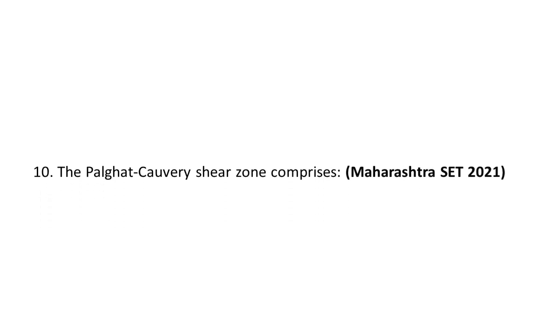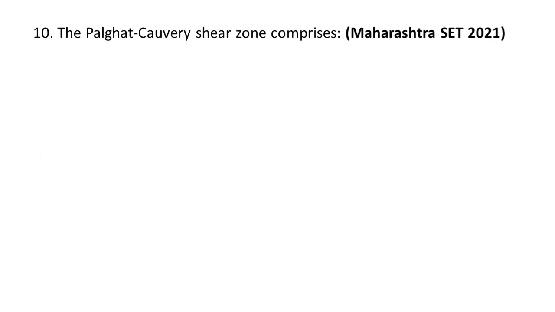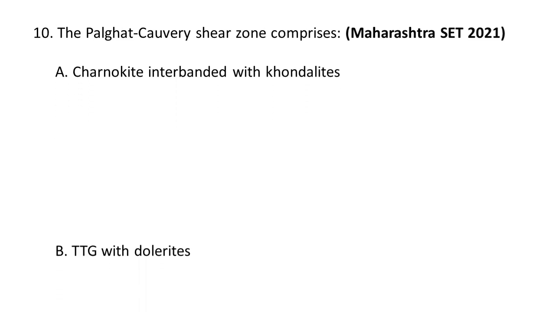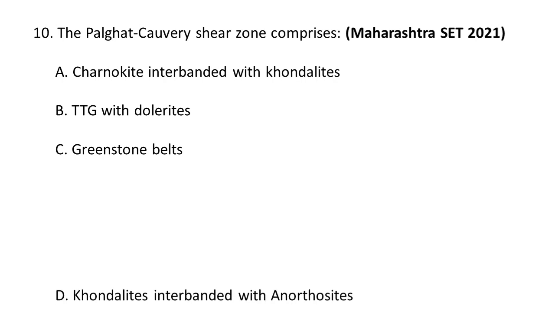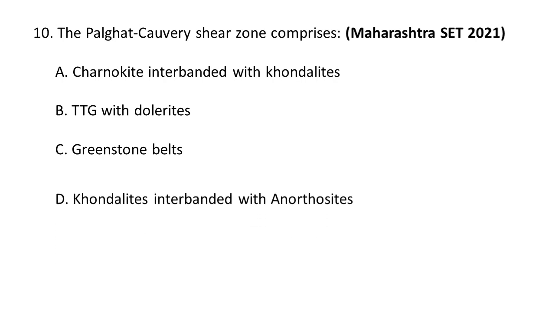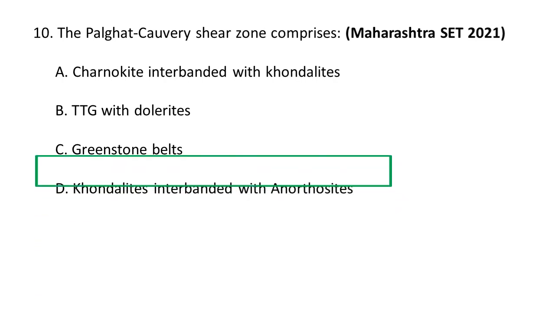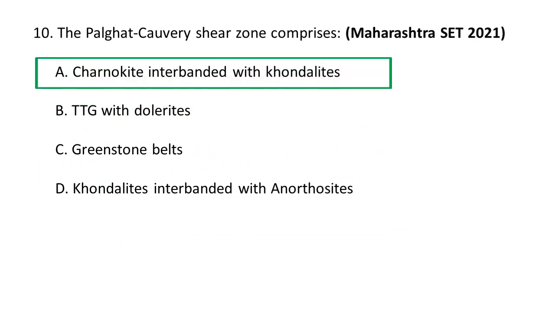Next question. The Palghat Kaveri shear zone comprises A. charnockite interbanded with khondalites, B. TTG with dolerites, C. greenstone belts, and D. khondalites interbanded with anorthosites. The Palghat Kaveri shear zone comprises charnockites interbanded with khondalites.